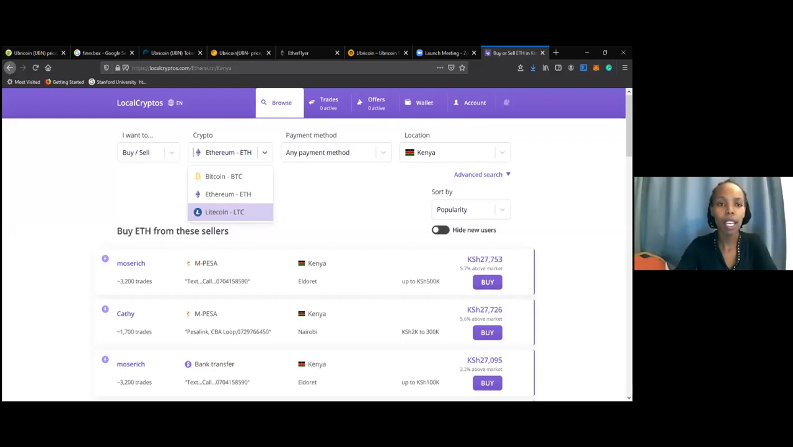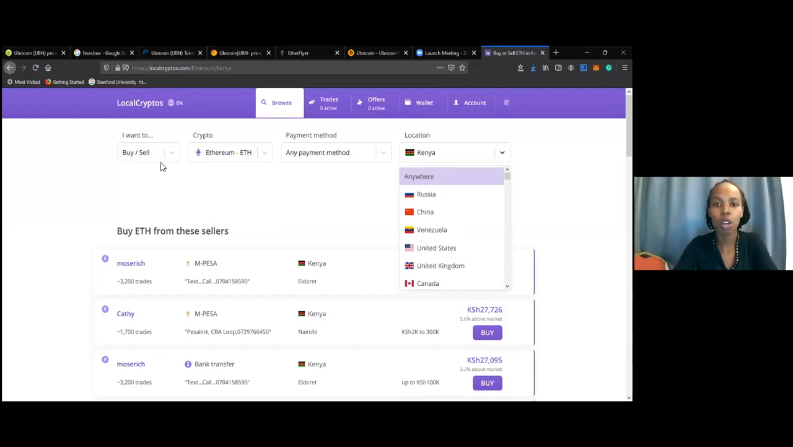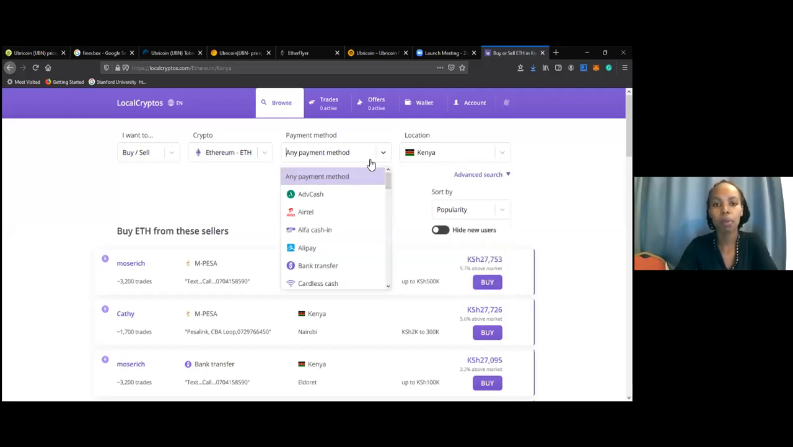So to buy Ethereum from this platform, you need to say which country you want to buy from. This doesn't mean that you can only buy from the country that you reside in. You can buy from another country as long as you have the right payment method, because you have different payment methods. If you want to do bank transfer, you go to the countries that do bank transfers. If you want to use M-Pesa, you buy from a country that has M-Pesa. If you want to pay using Alipay, you go to the country that uses Alipay.